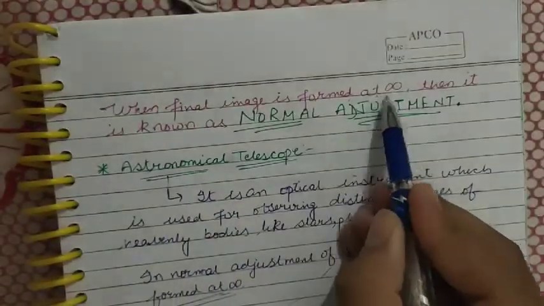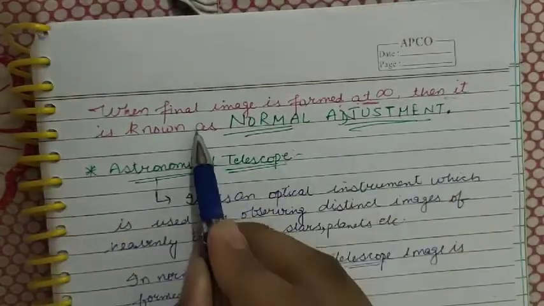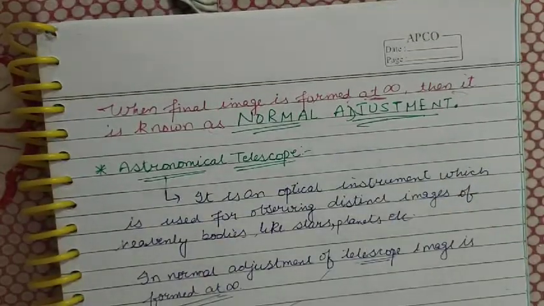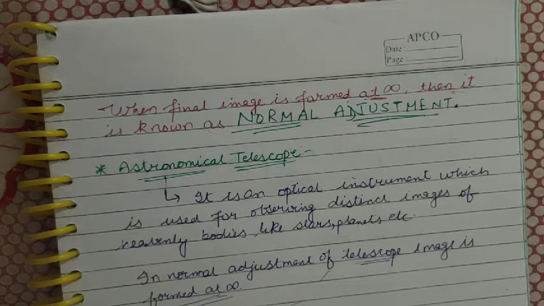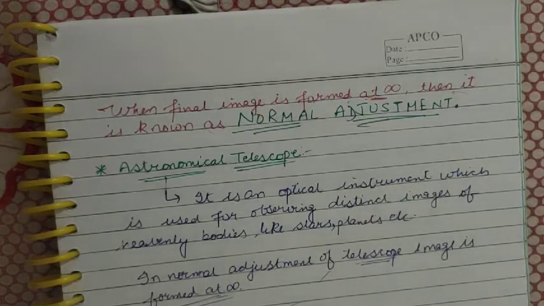When the final image is formed at infinity, then it is known as normal adjustment. It is an important question: when the microscope is in normal adjustment, the final image is formed at infinity. I will also tell you how the final image is formed at infinity. Let's see how the image is formed at infinity.